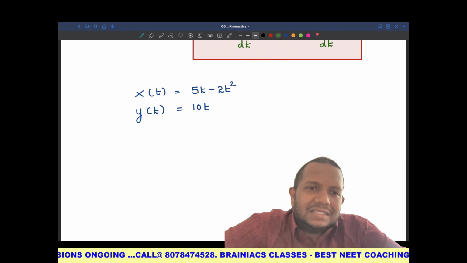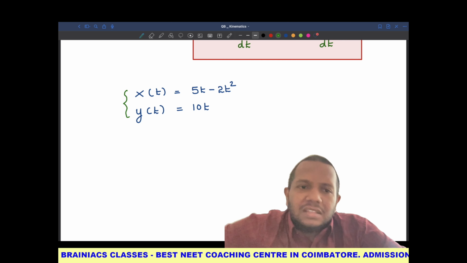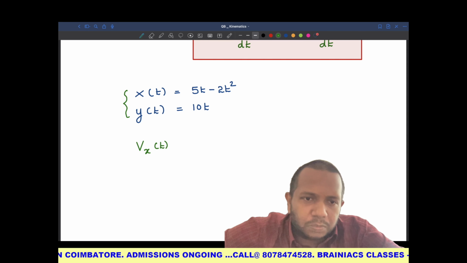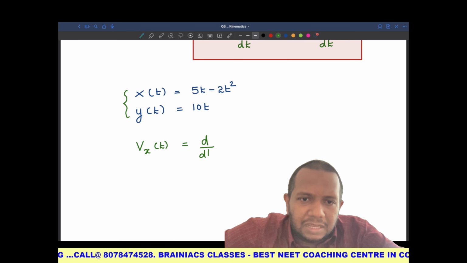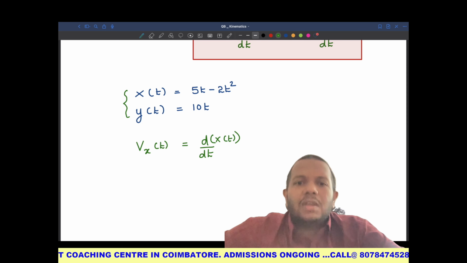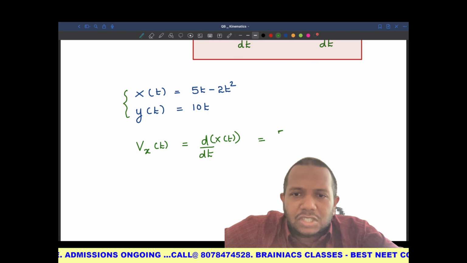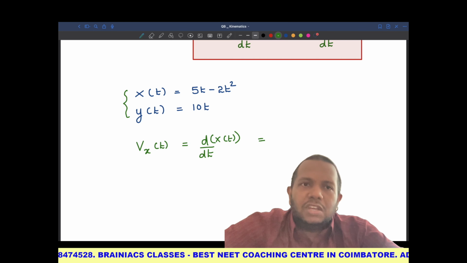Now let's calculate what is velocity. Since the distance has two components, x and y coordinates, the velocity will also have two components, so we can mark it as vx with respect to time. It will be d by dt of x of t. Once you differentiate this, what will you get? 5t on differentiation, you will get what? We already know the basics.